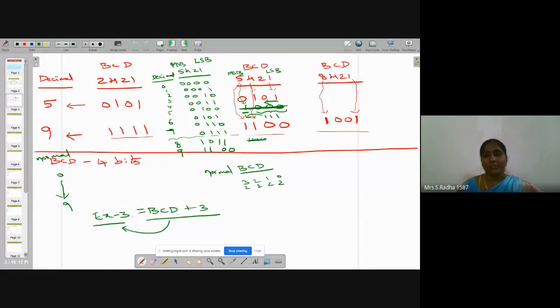So if you have a decimal number 43, each digit should be represented with 4 bits: 0100 0011. This is the BCD equivalent. Every digit in decimal should be represented using 4 bits. So this is about the different types of codes.